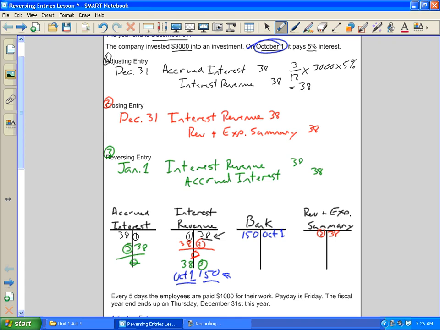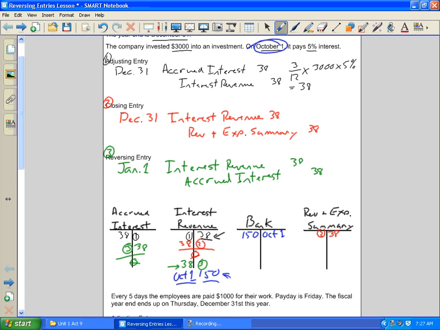That's zeroed out at the beginning of the next fiscal period. Done. It's gone. We don't need it anymore. Also notice what's happened with the interest revenue account is that I've debited it at the beginning of the year for $38. Well, when I credit it on October the 1st for the $150, the net total is $112, which is making sense, hopefully, because we've only earned $112 this year. We already earned 38 of it the previous year, and we're not double counting it. That's why we do a reversing entry, to make sure that we don't double count some entries.